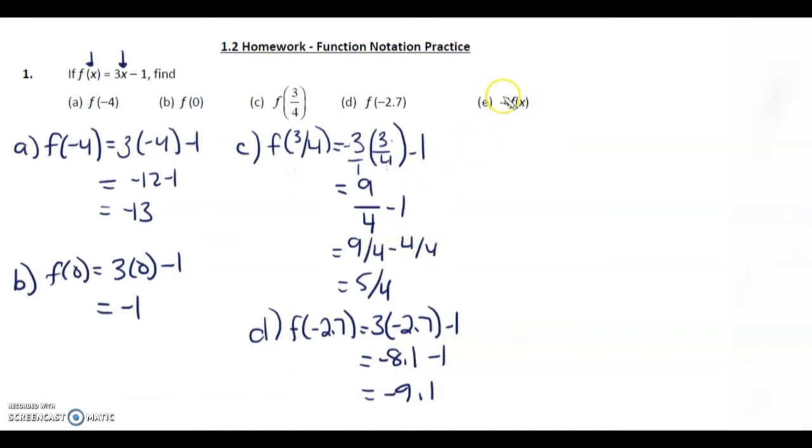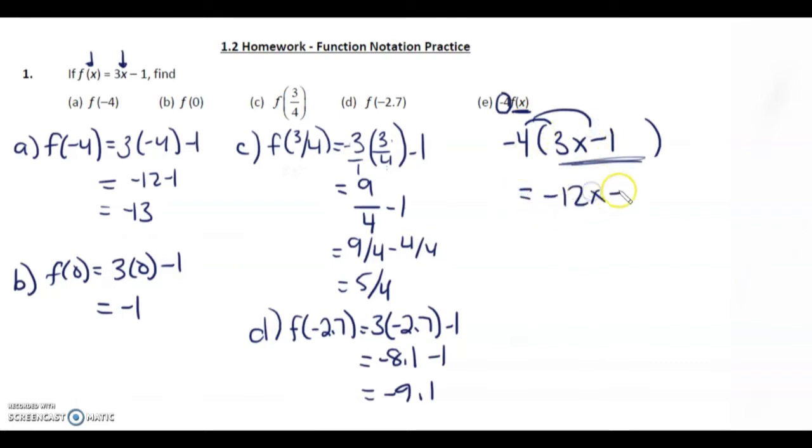Okay, E is a little bit different. See this -4, how it's out front of the f at x? Essentially, we have like -4, and then we're going to put f at x in this bracket. So we have 3x minus 1. And then what we do is we expand it. So we have -12x plus 4.